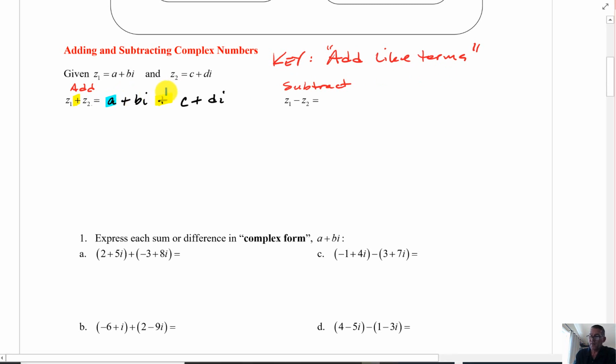I have the real parts here. So A and C are the real parts. So let's regroup them. I'm going to take A plus C, and then I'm going to regroup the other terms.